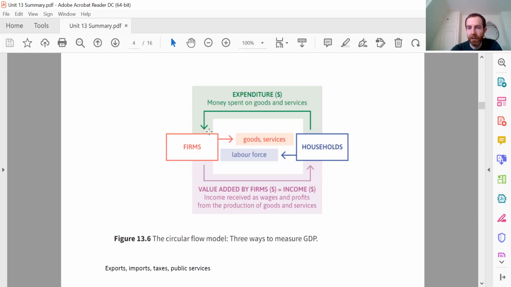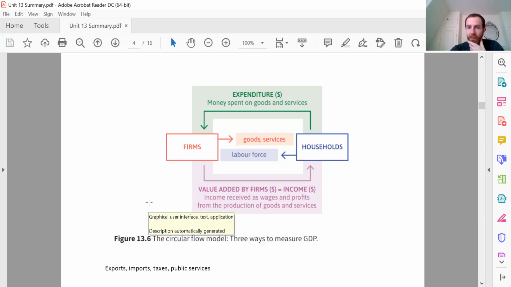But what this shows us really nicely is that these things have to be the same, right? The value that firms are adding has to be equal to the income that those firms are paying to households. So that gives us two really similar things. And then the households spend and buy that output. So all three of those things, in theory, should be exactly the same, and they should all give us different ways of measuring the same thing, which is the value of that output.